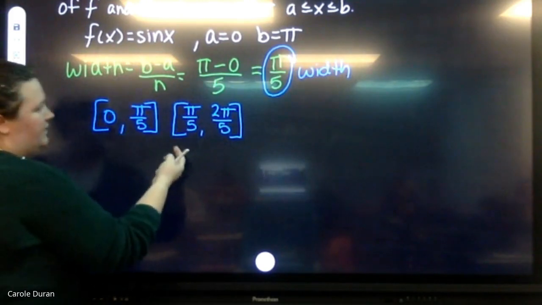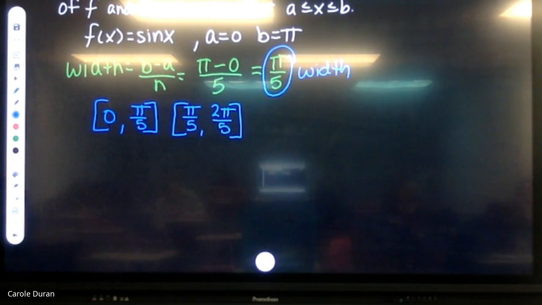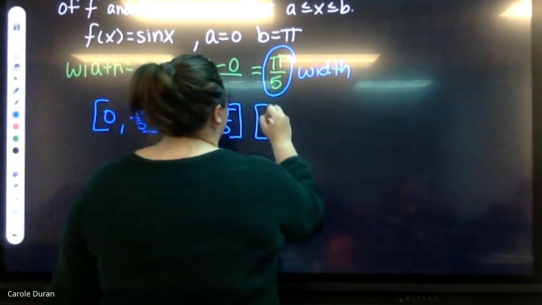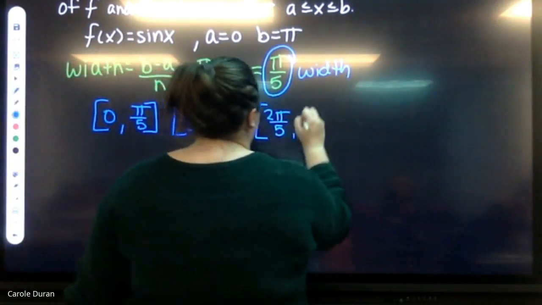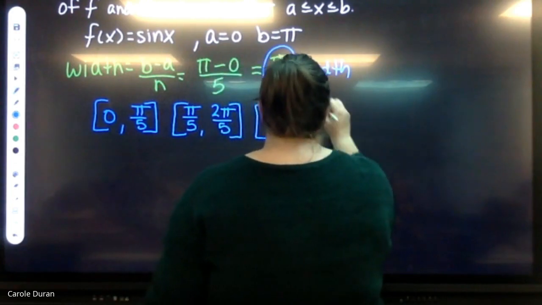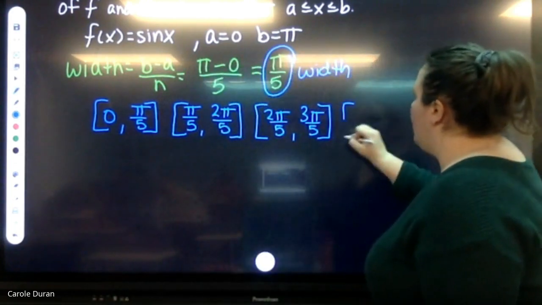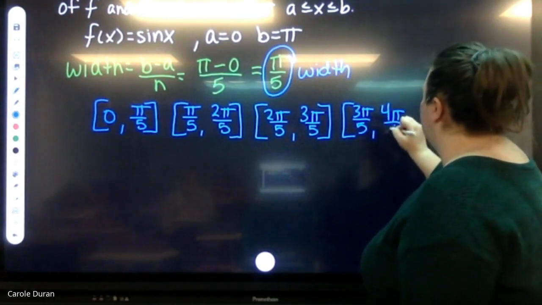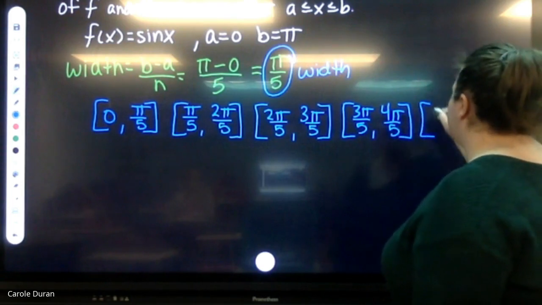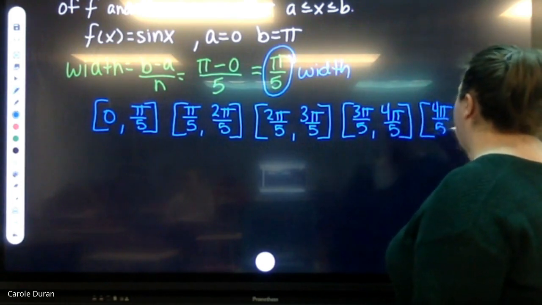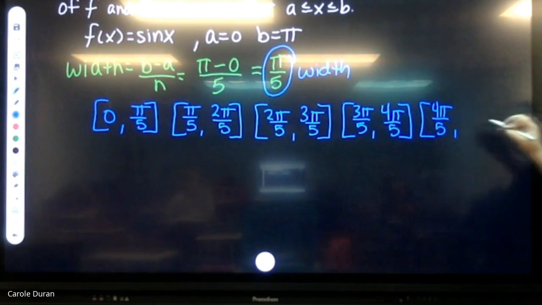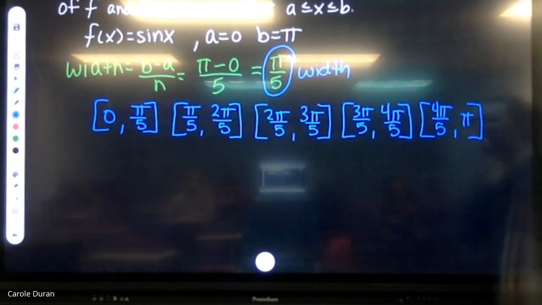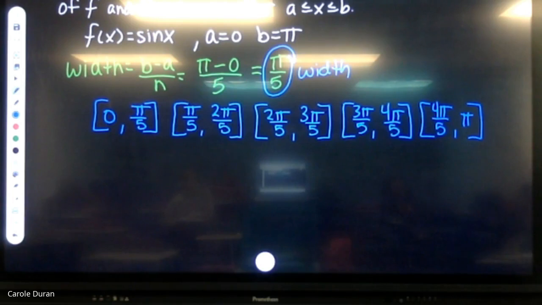We take the left and we add, and we just keep doing this. So my next interval goes from 2 pi over 5 to 3 pi over 5 because I just added pi over 5 to that. Then I go from 3 pi over 5 to 4 pi over 5. And then my last interval goes from 4 pi over 5 to 5 pi over 5, which is just pi. So those are the subintervals that I'm working with here. Is everyone okay with how we did that?